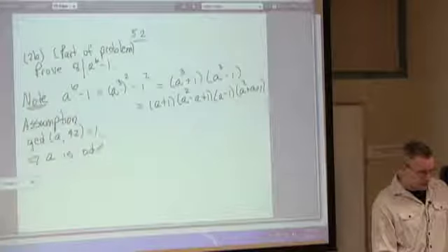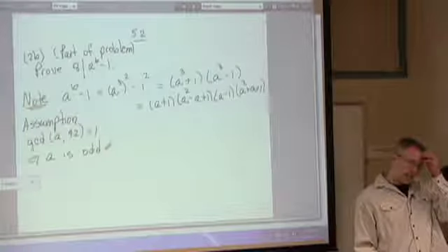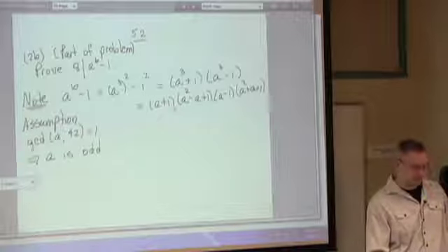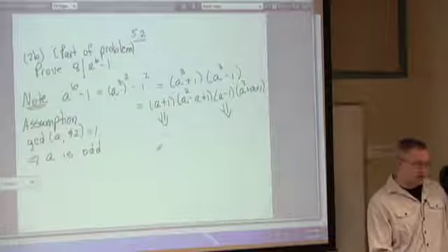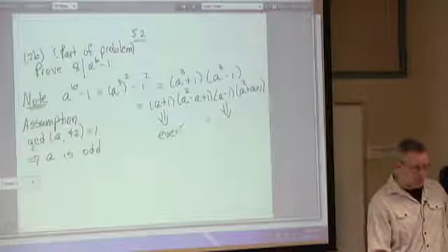Now, here's the idea. This is cool. You want to prove that 8 divides 8 to the 6 minus 1. And we have 8 to the 6 minus 1 factored like this. See that? Well, if a is odd, then a plus 1 is certainly even, and a minus 1 is even.